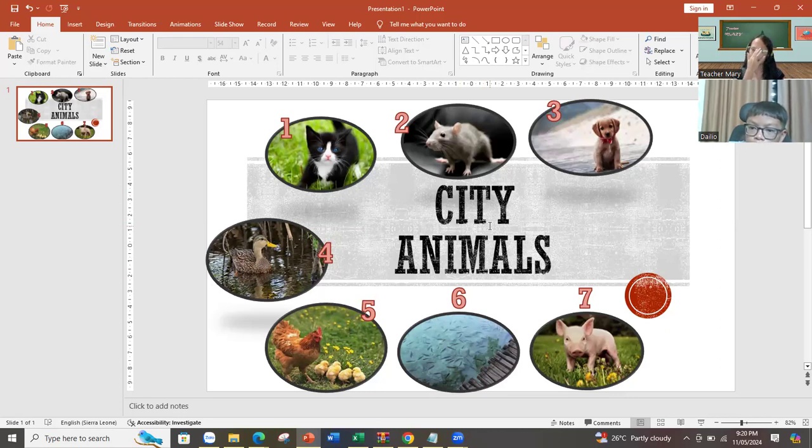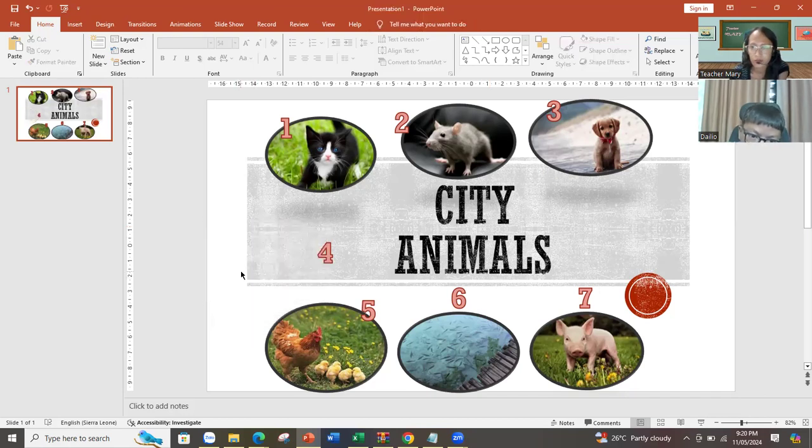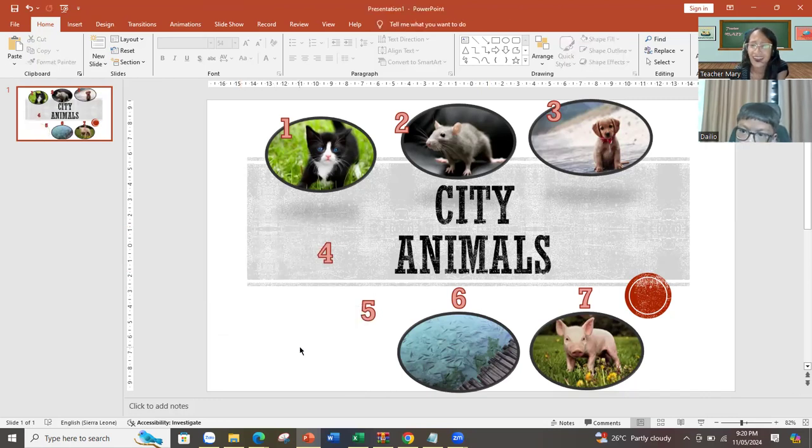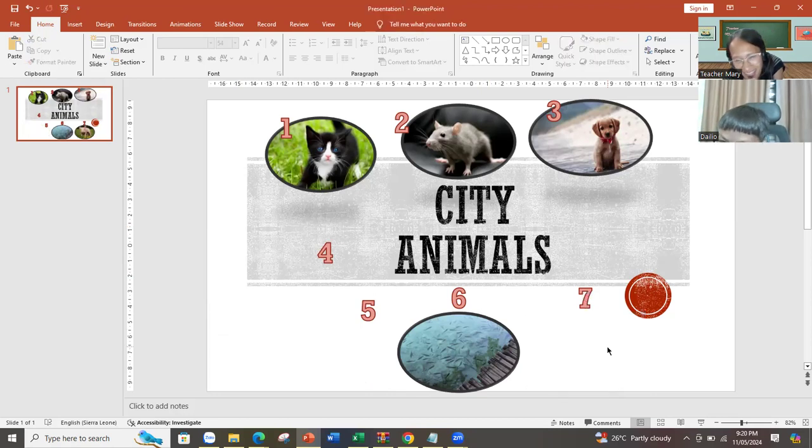But yeah, I can see some hen. I can see a dog, fish ponds, a mouse. Okay, what else? No duck? Okay, let's remove duck. No chicken. No pig. Okay, so what are the city animals?